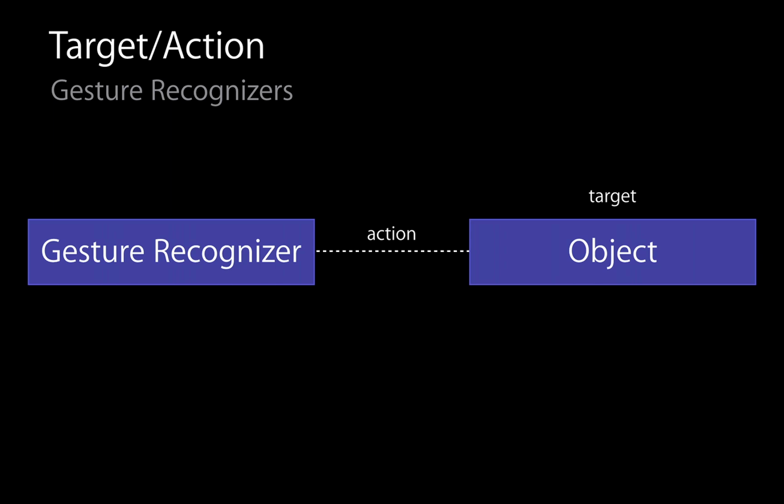So with gesture recognizers, same thing. A gesture recognizer has a target and an action, and when you create that gesture recognizer, you specify that. So again, it's exactly the same kind of concept as what we see with the control objects. So that's target action, a way to specify a connection between two objects and get those control objects to invoke custom code in your application.